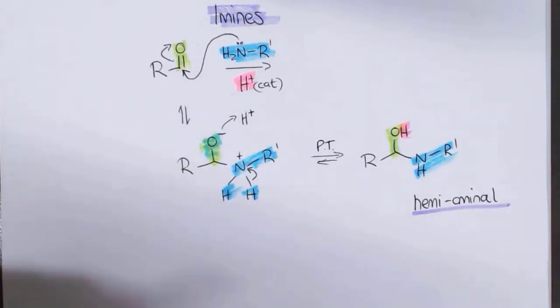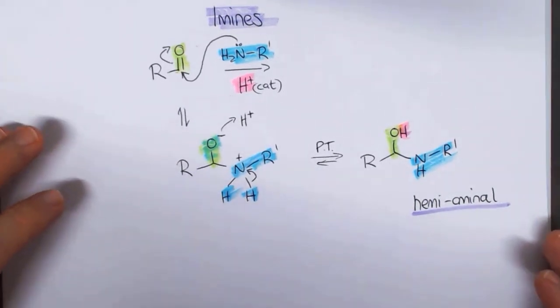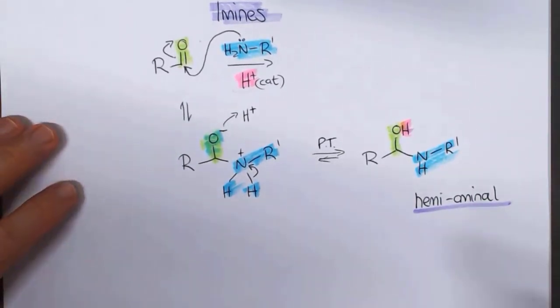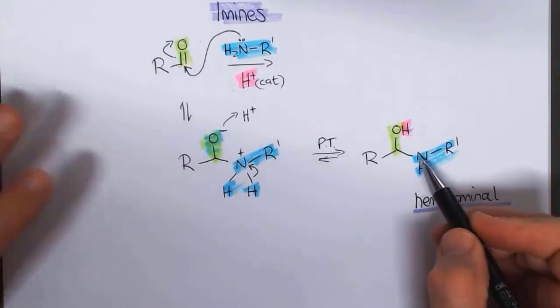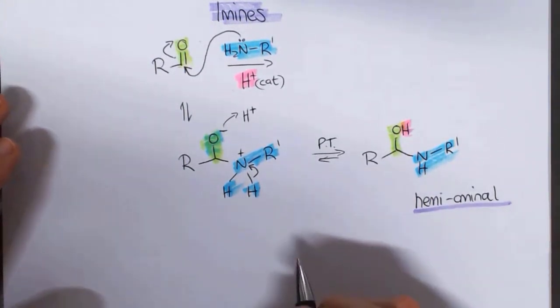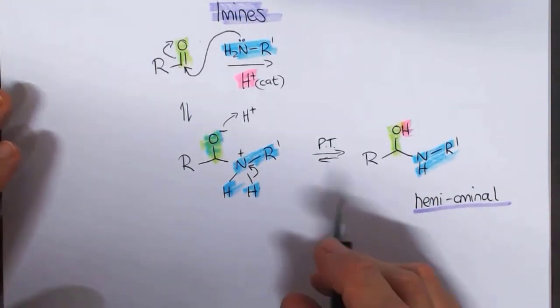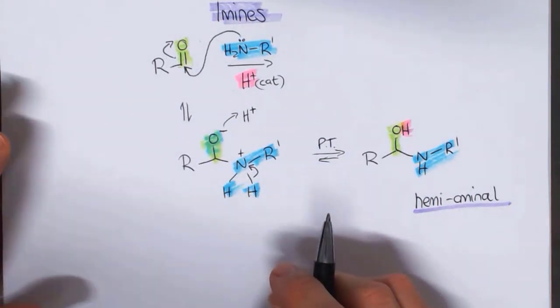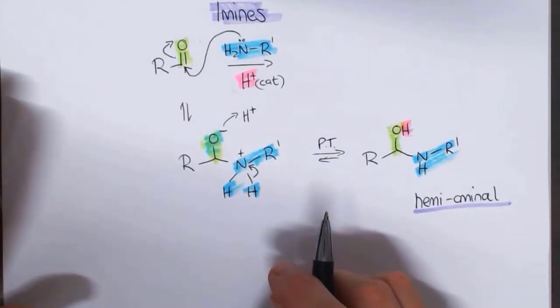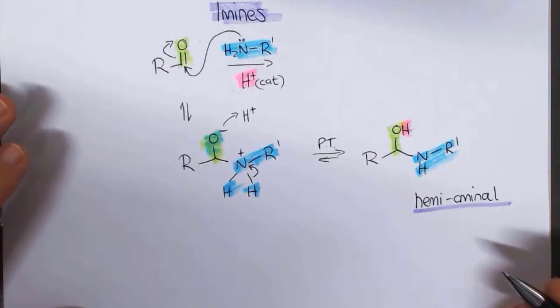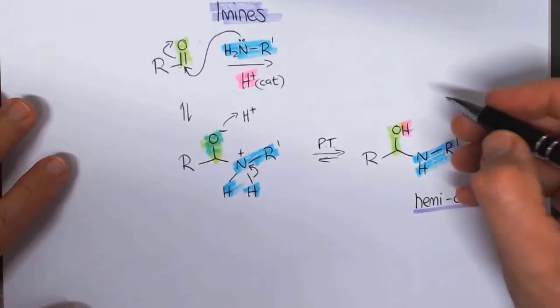But at this point over here, something else wants to happen. And we don't go to the full aminal like we did with acetals. And the reason we don't do it is because if we follow the mechanism, we see what happens next, and we can see why. So we do exactly what we've done before in previous examples.